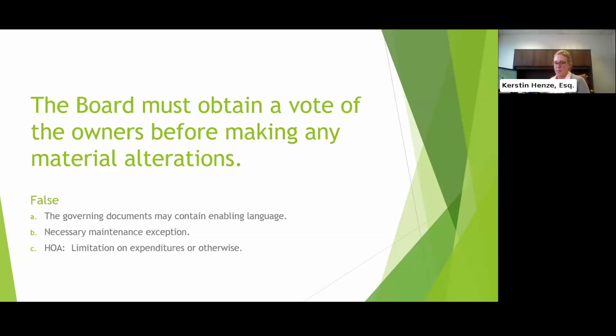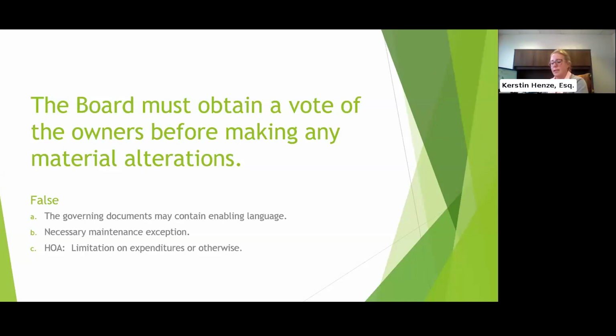If your documents are silent, the statute says 75%. So you have to check your documents to see what percentage of vote it requires on material alterations. Now, you might have something that says, for material alterations, you require a vote of a majority of the owners. So it could be a percentage threshold that's a little bit less than what the statute provides. In that event, your documents will control. You might actually have a dollar threshold amount.